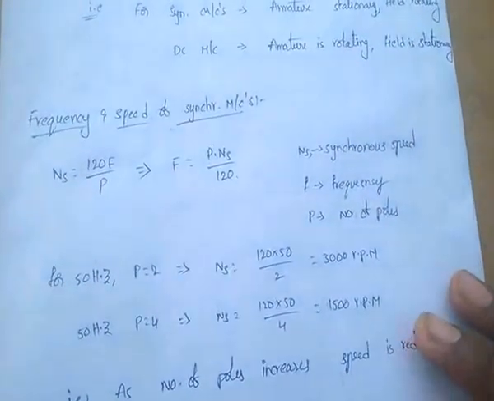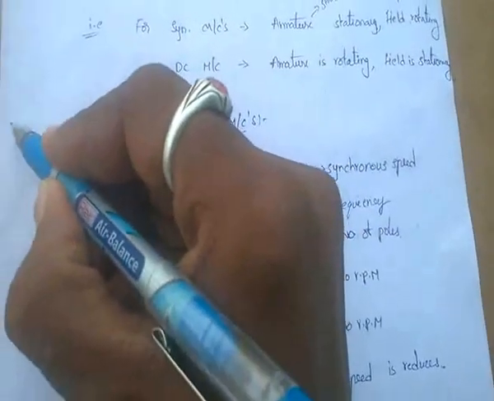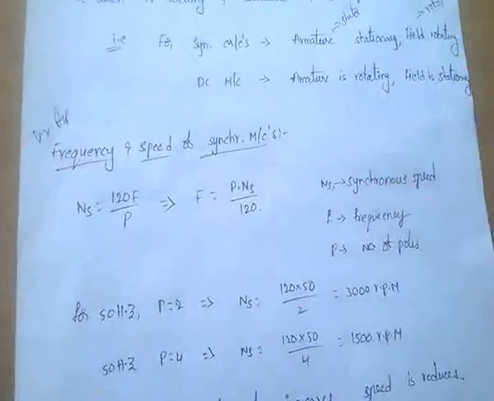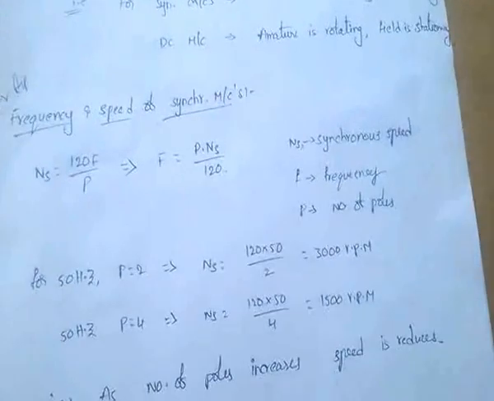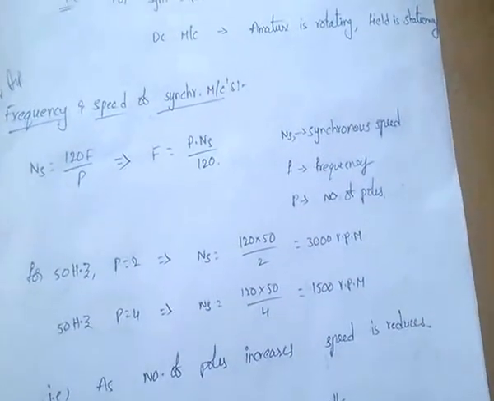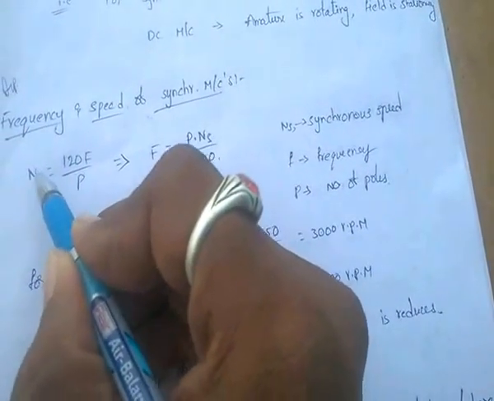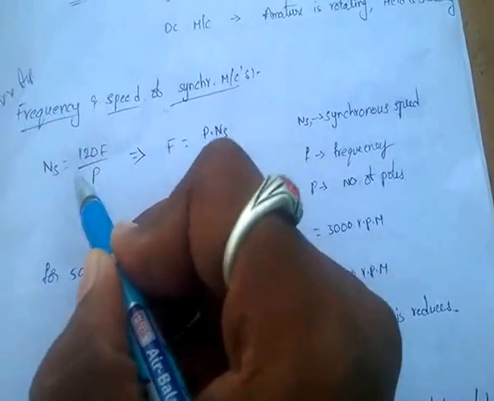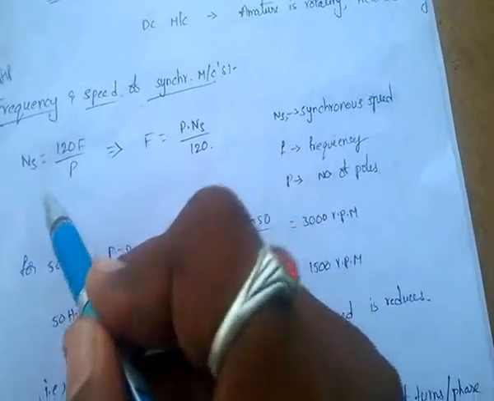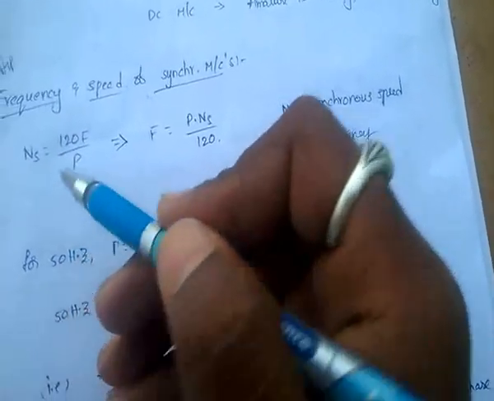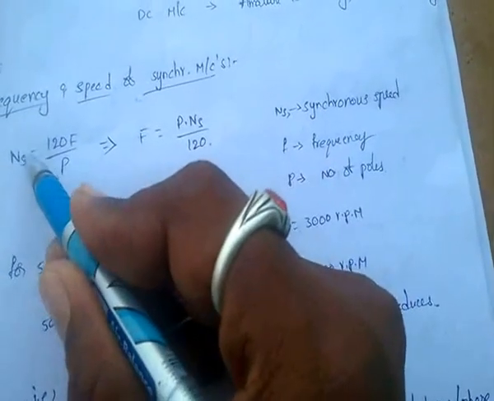Coming to the frequency and speed of synchronous machines, very important. The synchronous machines rotate with constant speed, that is, the synchronous speed. Ns equal to 120 f by p. Here Ns is synchronous speed, f is frequency, and p is number of poles. From this equation we can find frequency: f equal to Ns into p by 120.